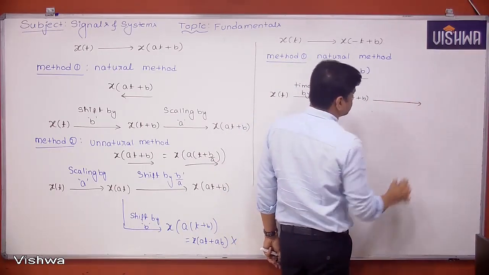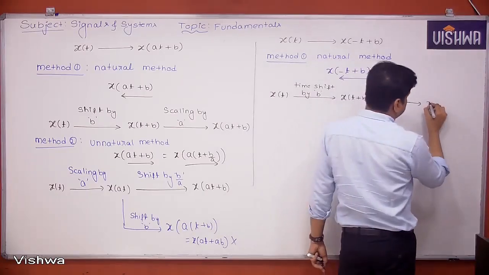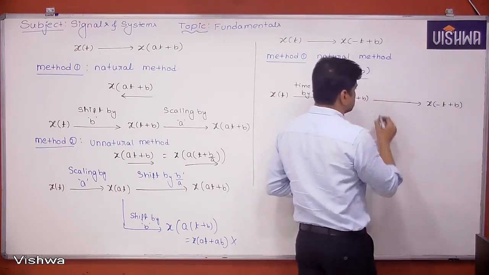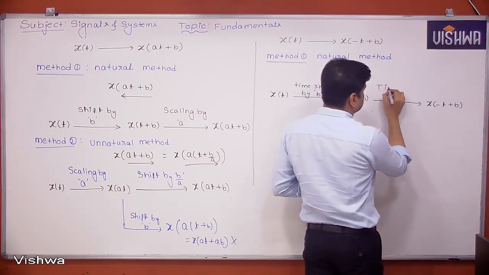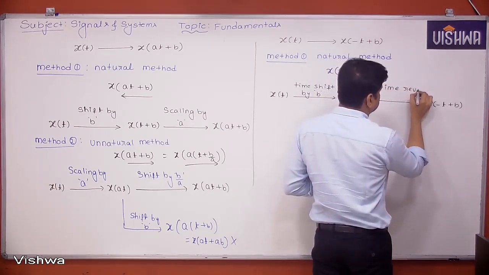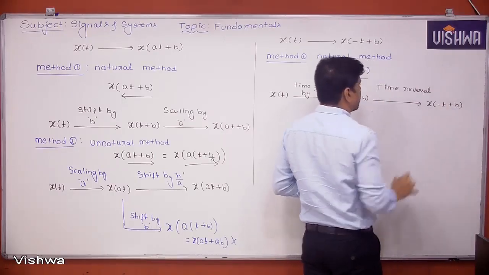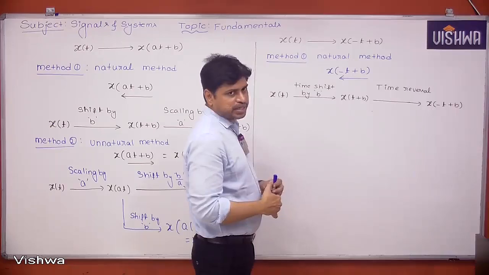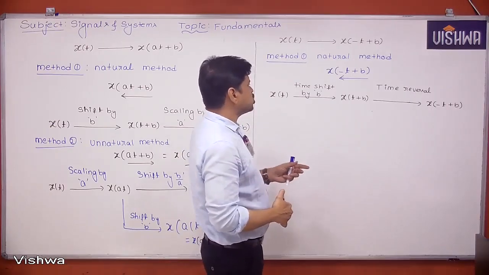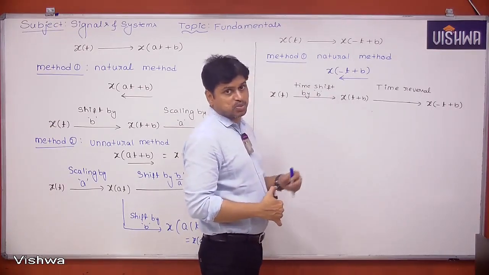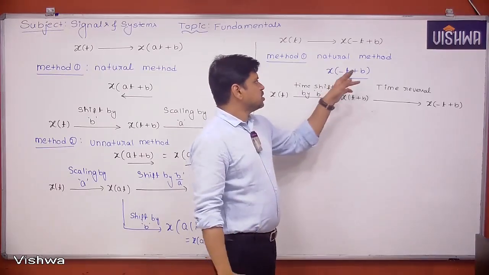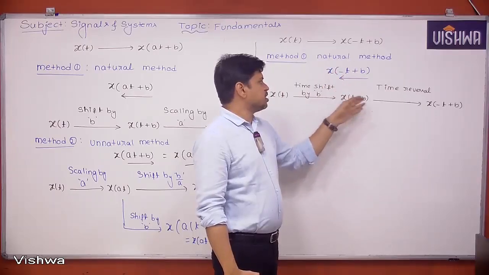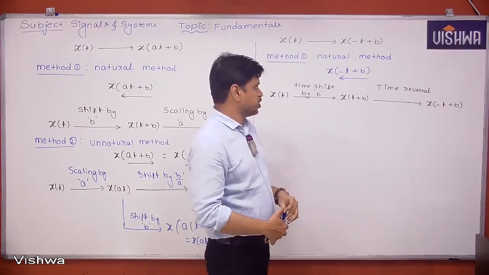Then what do we have to do to get x of minus t plus b? We have to do time reversal. Time reversal means we replace t with minus t, then we can get x of minus t plus b. So in the natural method, whatever is visible for us, that's what we are doing here. That means shifting by b units, next a time reversal. That's the meaning of natural method.